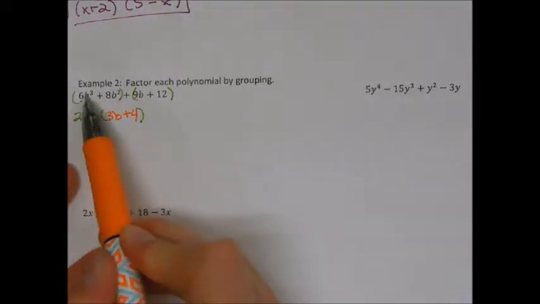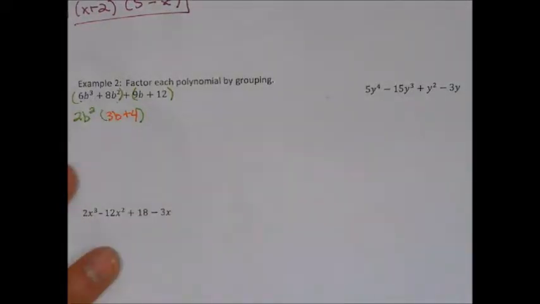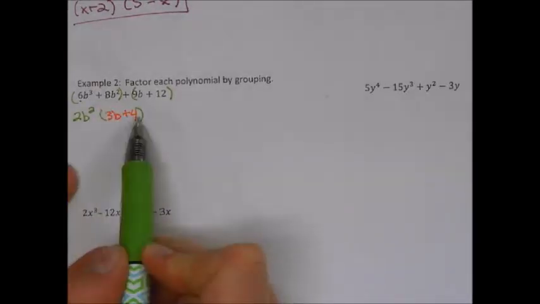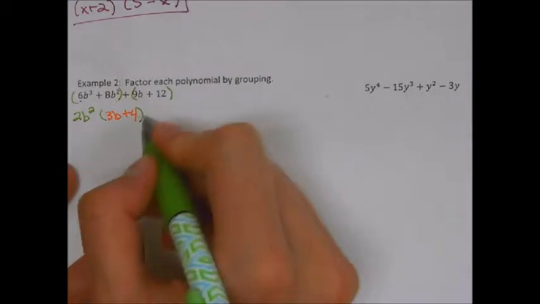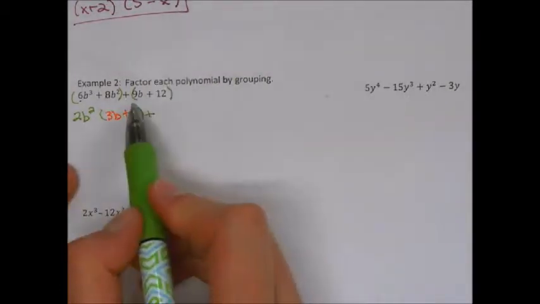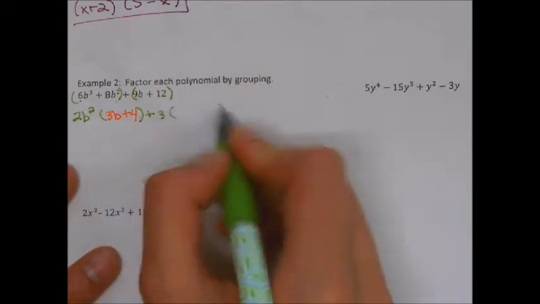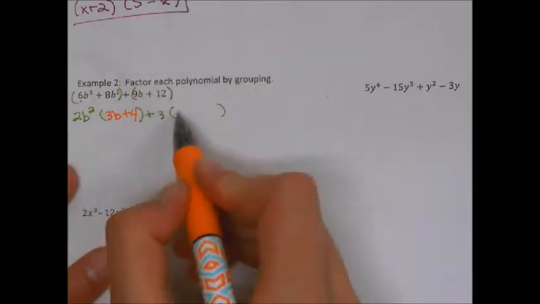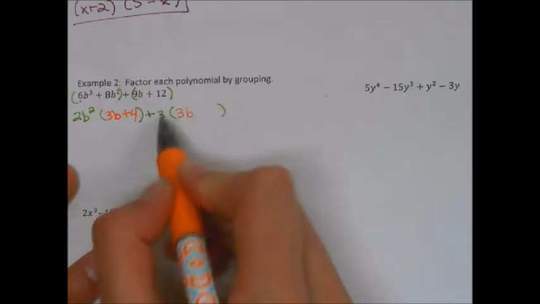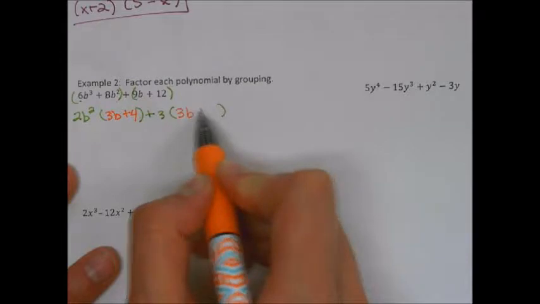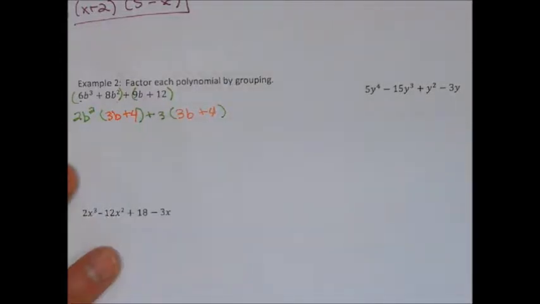2 times 3 gives me 6. B squared times b gives me b to the third. 2 times 4 is 8. B squared times no b's is b squared. Then we have our plus. What is our GCF here? Our GCF here is 3. 3 times 3b gives me 9b. 3 times positive 4 gives me positive 12. Okay, so that was step 2.